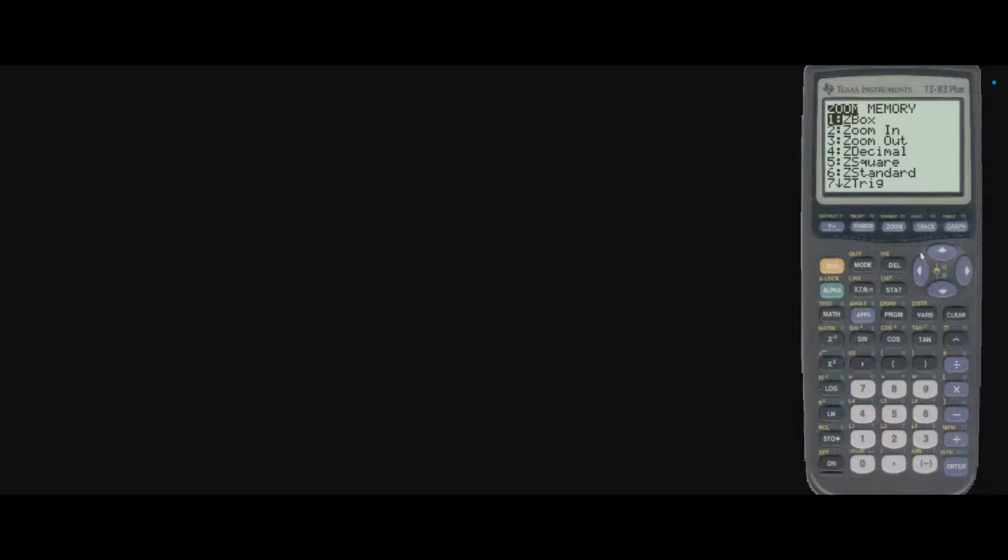If I zoom out, you'll see, just like before, it's a reflection over the y equals x line. You could just fold your paper along the y equals x line. That's how you know they're inverses.